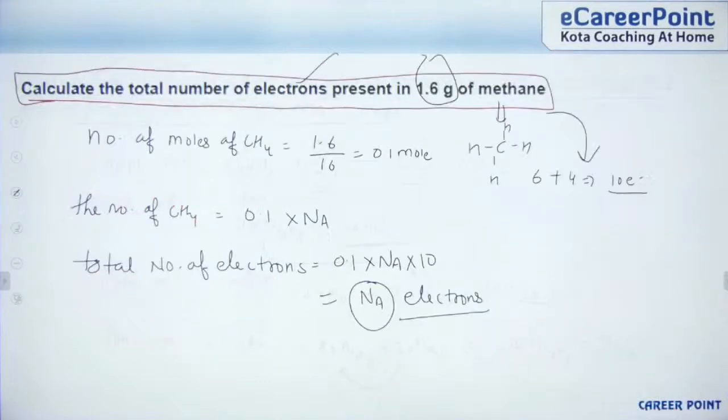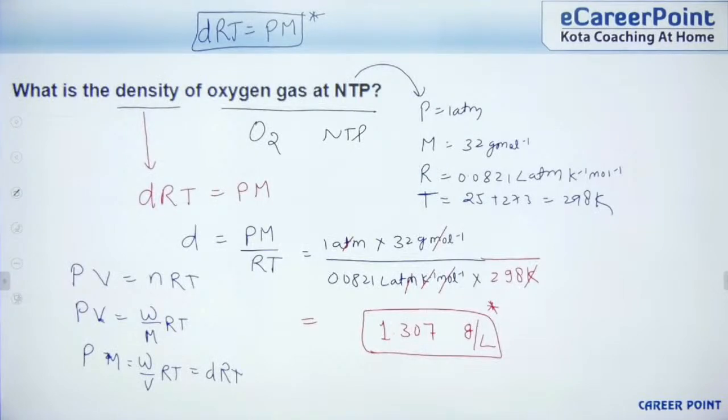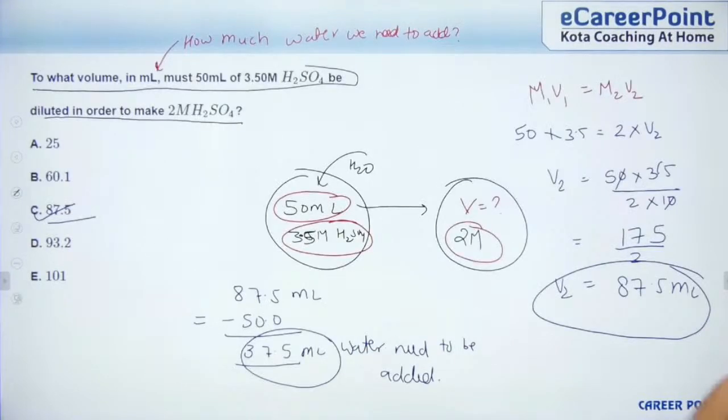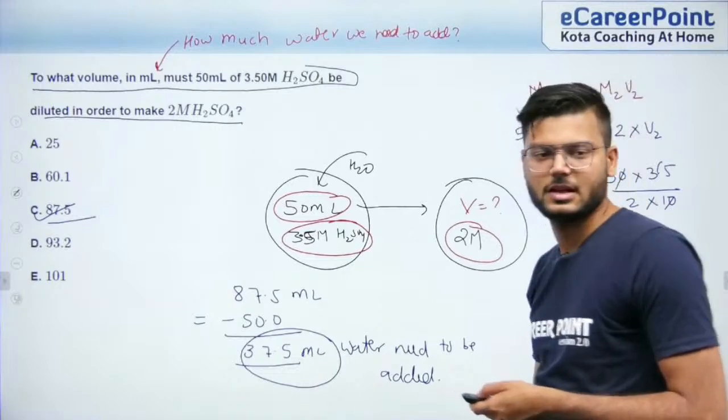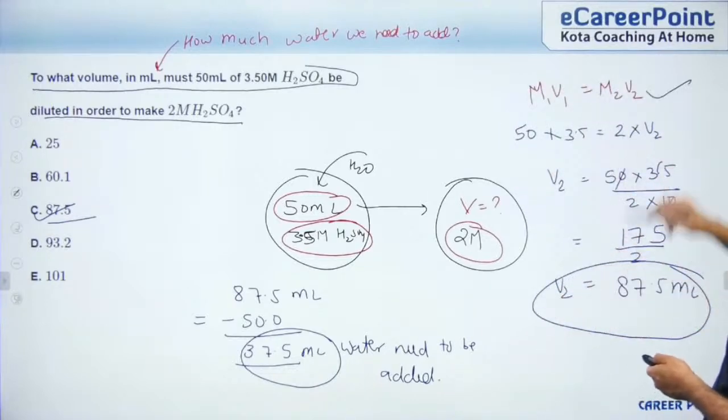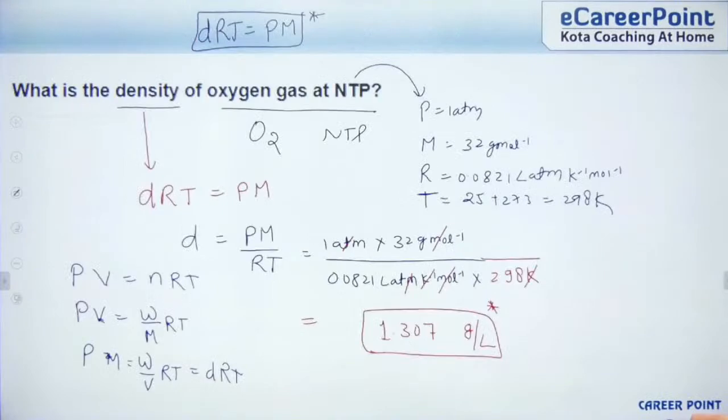Okay, and then we have seen the NTP formula, and this is of course based on molarity. So the molarity equation is M1V1 equal to M2V2. So this is the recap for today.